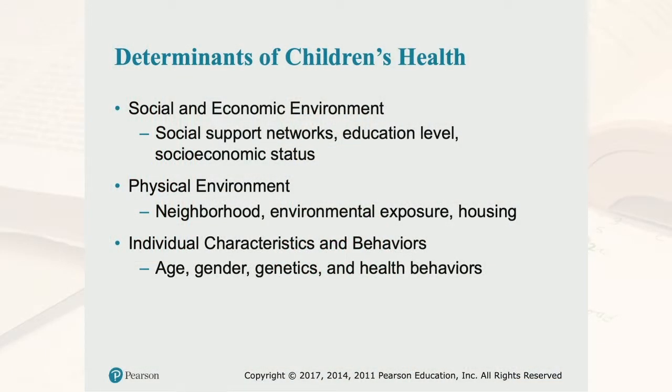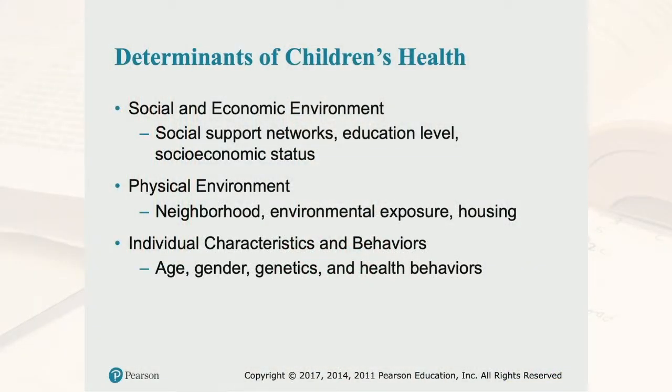How do we determine children's health and mental health? Some of the factors involved are social and economic environment. So social supports, networks, education, where the social economic factors are associated with children's health. So in terms of, do you need more supports? Poverty can often be linked to poor health, and we'll get into that a little bit more as to why later in the slides, as well as your physical environment. So where you live can also be a factor linked to your health.